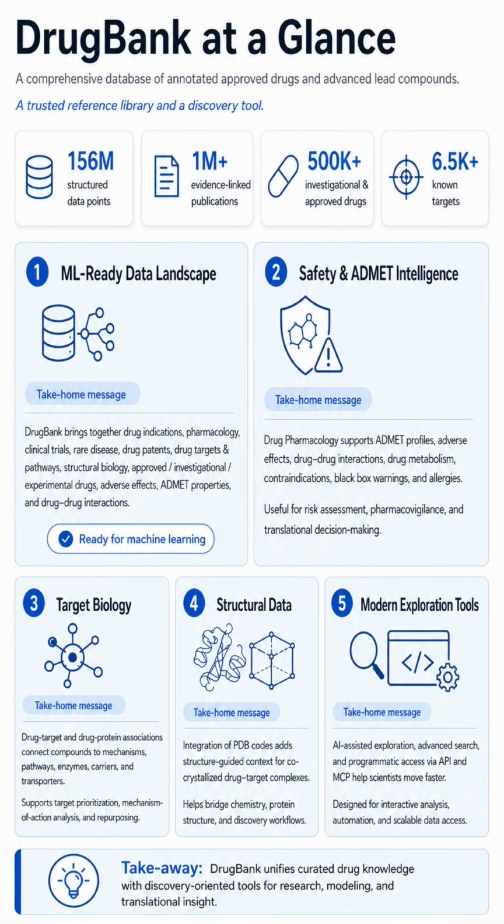First, DrugBank is a human-curated database of annotated approved drugs, investigational compounds, and advanced lead molecules. What makes it scientifically useful is not only the amount of information it contains, but also the way different layers of information are connected. DrugBank brings together numerous information from drug indications, clinical trials, rare diseases, to targets and pathways. For scientists, this is valuable because these machine-readable relationships can support hypothesis generation and statistical model development.